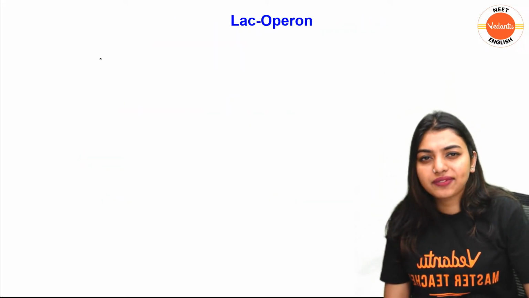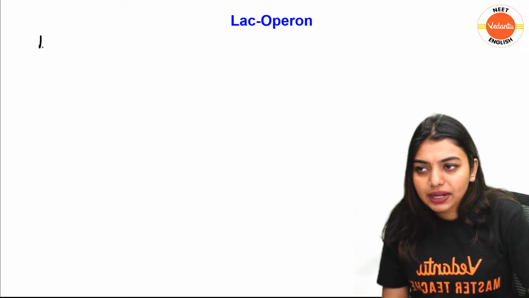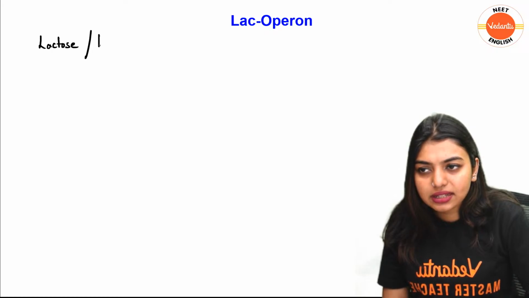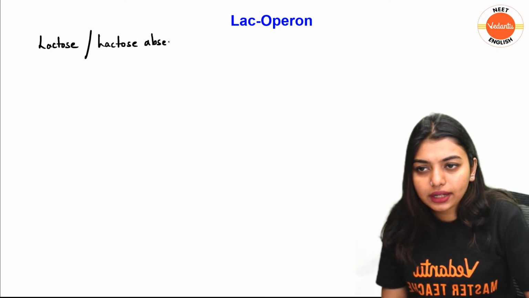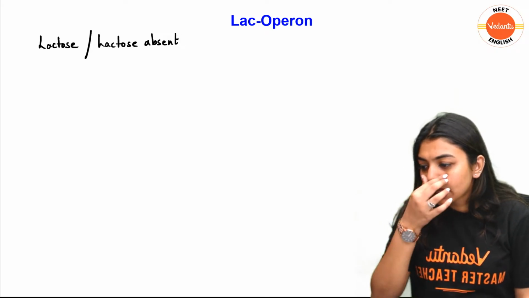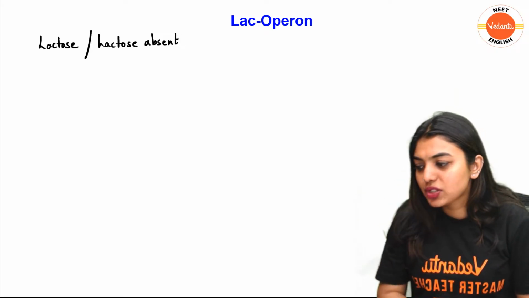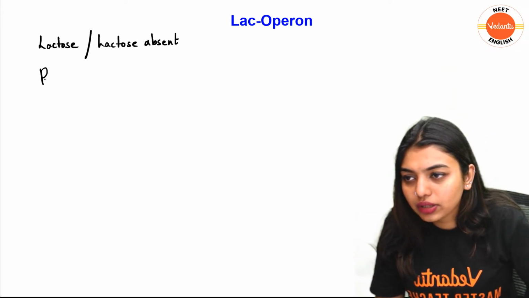Now, lac operon. Students, lac operon is a very simple thing. It is basically about the presence and absence of lactose. Okay, lactose is present or lactose is absent. So depending on this, the gene will get regulated. So it is simple, students. There is a regulatory gene.